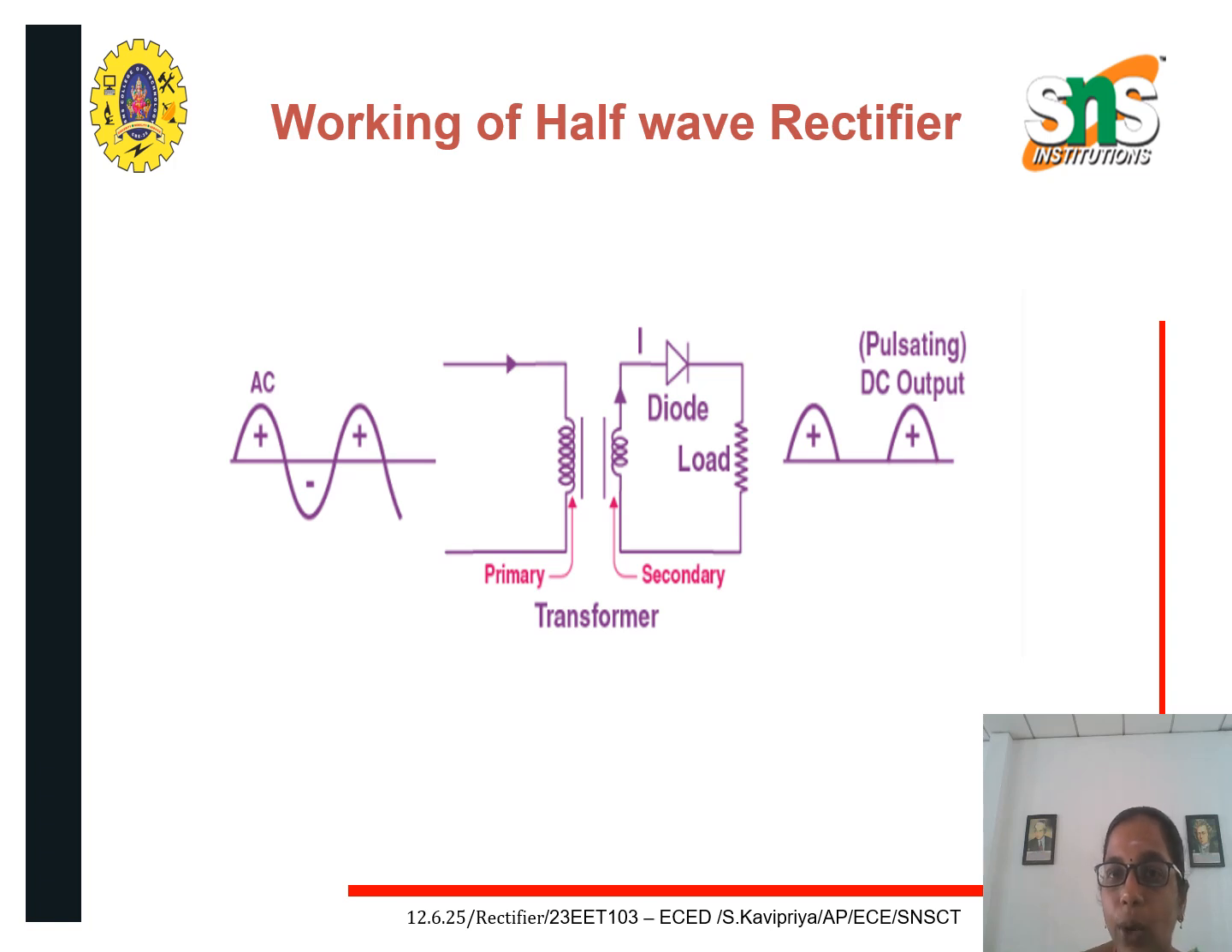So only one half of the signal is rectified and the other half is not rectified, which means that only the positive half of the signal is rectified and the negative half is not rectified in the half-wave rectifier.